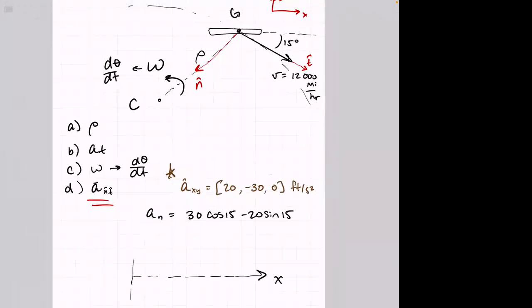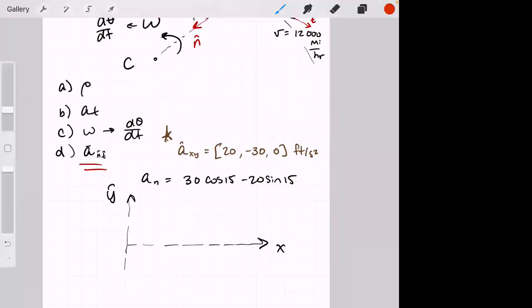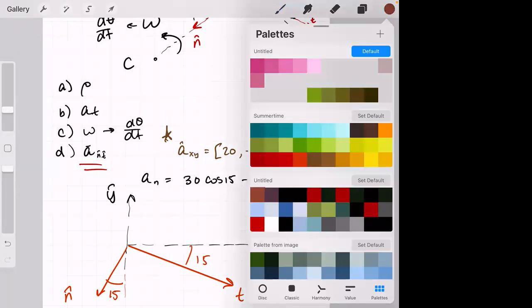X, Y, that's what we're given. And what we want is a T that is 15 and an N from this direction. It is also 15 because both of these coordinate systems are orthogonal. They're both 90 degrees.